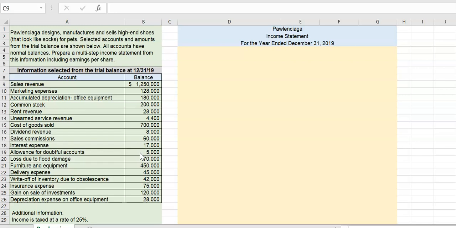All right, enough Cardi B for now. Let's get to work. All accounts that we see here, there are some accounts from the trial balance. All accounts have normal balances. Prepare a multi-step income statement from this information, including earnings per share.